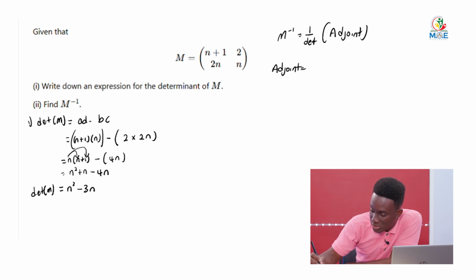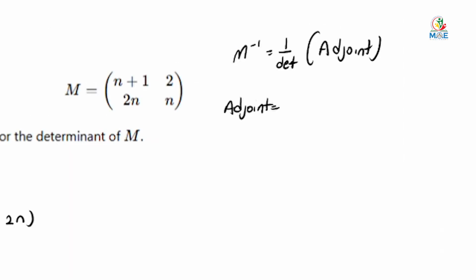For the adjoint of this, we switch these two. So wherever you have n plus 1, we'll put n, and where you have n, we'll put n plus 1. So this will be n, and you put at the bottom here n plus 1. And then we flip the signs of these two, so this here will become a negative 2 and a negative 2n. So it's 1 over the determinant multiplied by this.